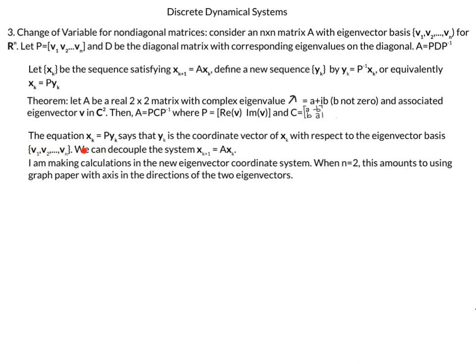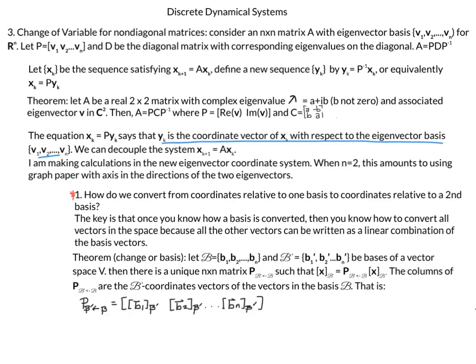And then this statement here we had talked about: what we've done is we've decoupled the system. So the coordinates in our vector are decoupled. We're coming back to this statement. Now y of k is the coordinate vector of x of k with respect to the eigenbasis. So this is essentially why we're talking about change of variables. And do you remember, in a previous video, when we did a change of bases, we were basically going to a new coordinate system.